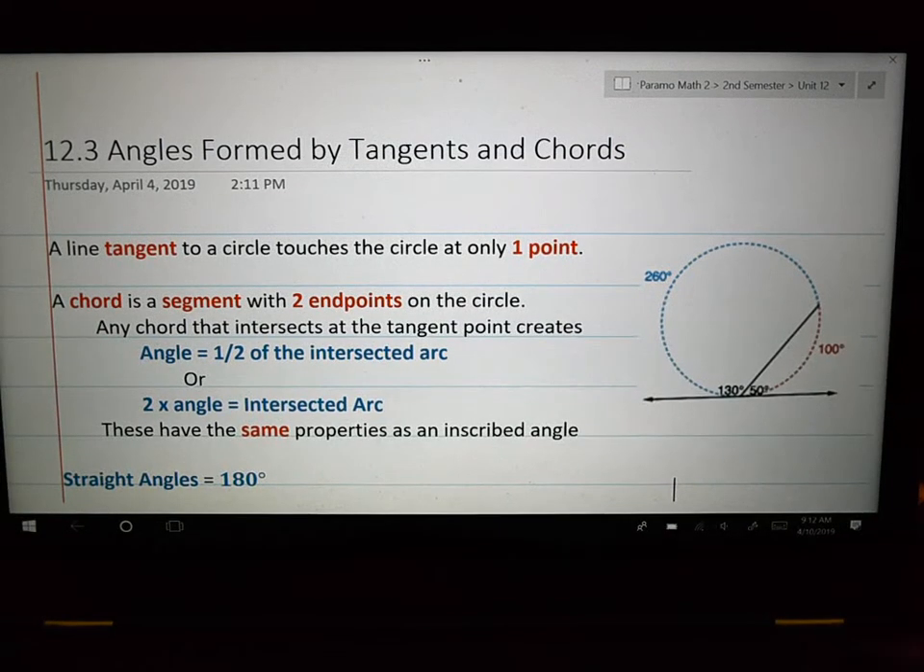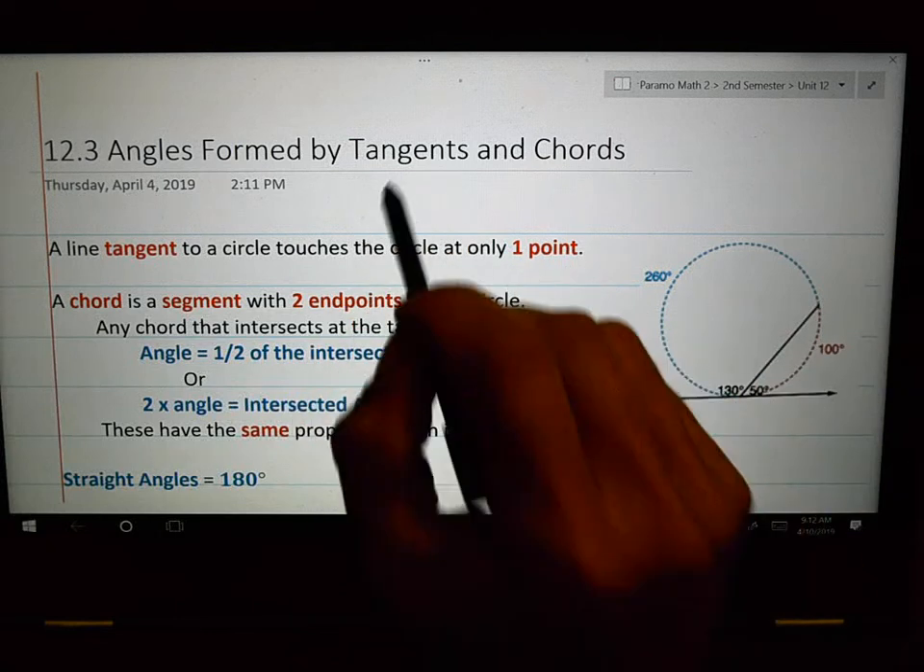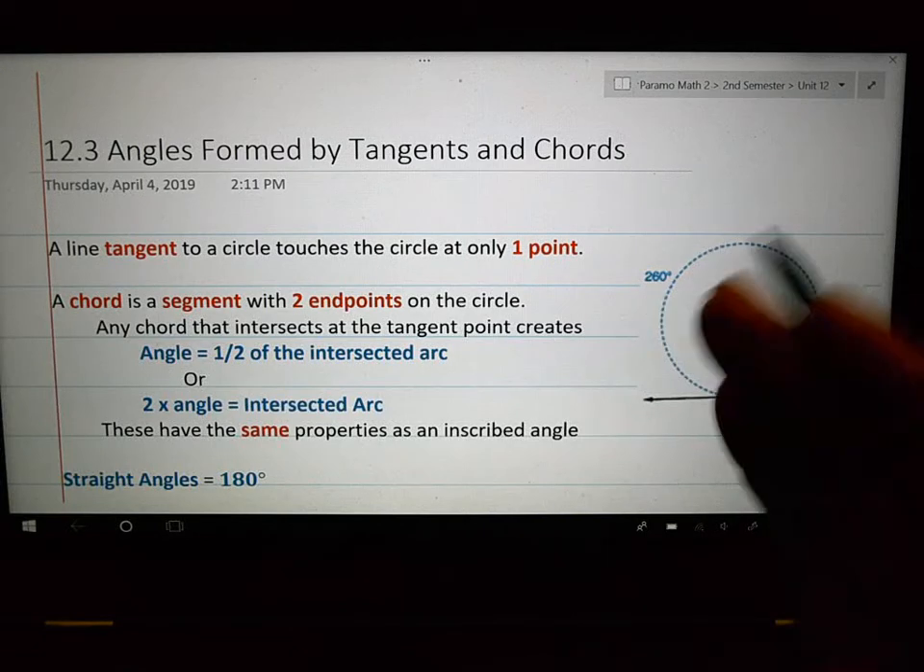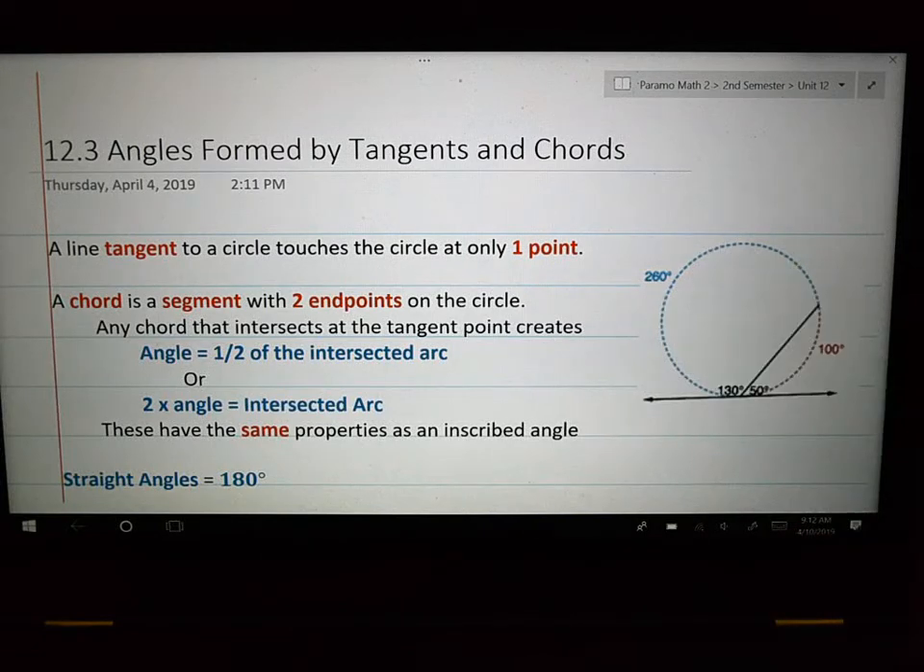So section 3 of 4, there's only 4 sections, deals with the circles and something called a tangent line and a chord. And the nice part about these tangent lines and chords is that they have the same properties as what you just did in section 2. So if you've already figured out how worksheet 2 works, worksheet 3 is going to be very similar to it, except that the pictures are going to look slightly different.